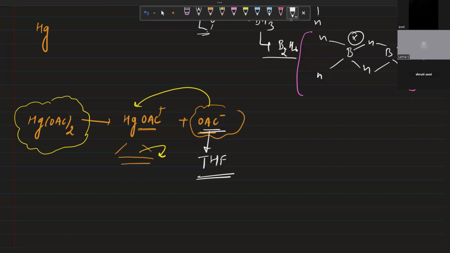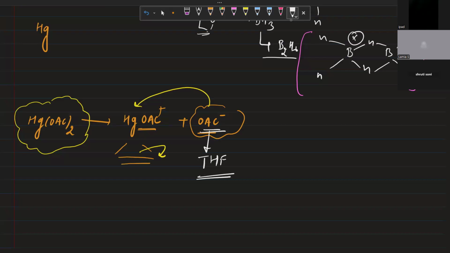Majorly in cases, we write down the solvent below the arrow. But in some cases, let's suppose I have two steps in a reaction. In that case, the first step I'll write above the arrow, and the second step I will write below the arrow. So it's not a rule to put the solvent below the arrow.